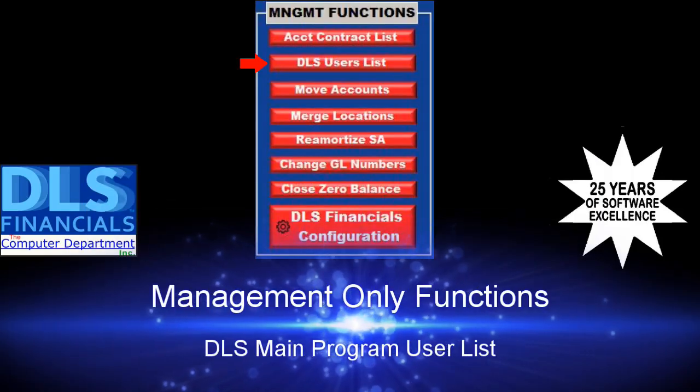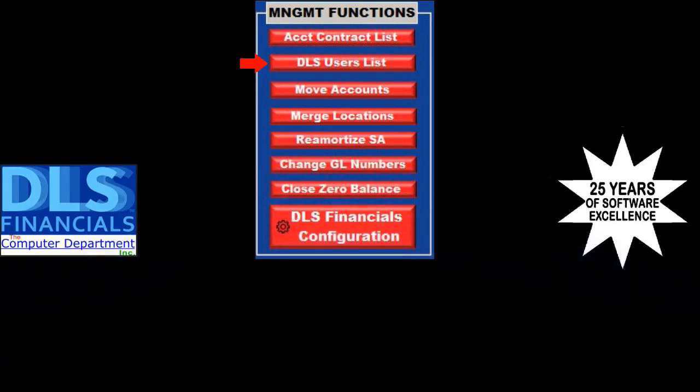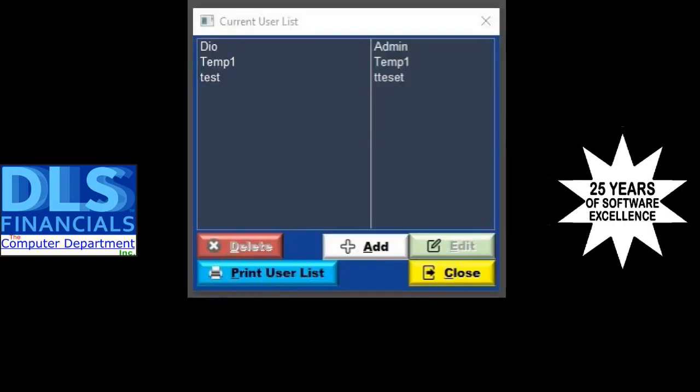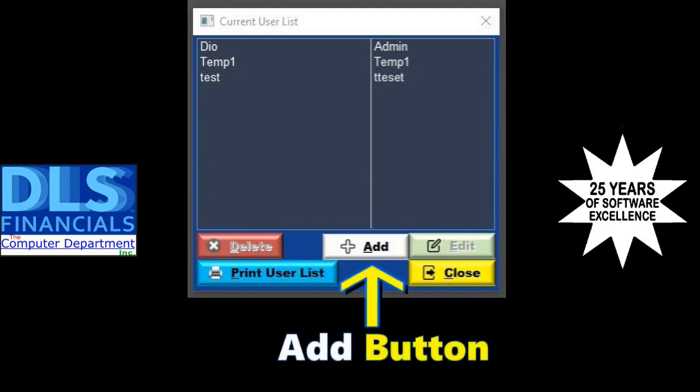DLS Users List is where the administrator can manage the users to the DLS main program and what rights the user has when they log in. In the list, you will find the names of all the current users in the system. When you highlight a record by clicking on it, the Edit and Delete buttons will become available to you. Delete is only shown when you have the rights to delete from DLS. Edit will open the record in the form so that you can change the information, but the Add button will open the form to add a new record.